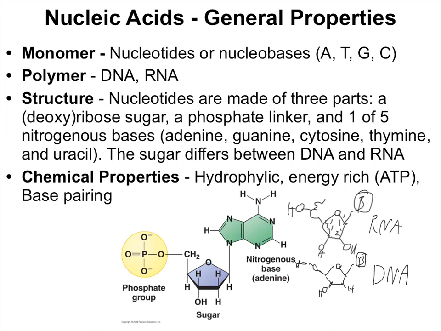As far as the chemical properties of nucleic acids, they're fairly hydrophilic. Some of them are very energy rich, particularly ATP, which we'll talk about more later on, and base pairing. And specifically, base pairing is what allows the DNA double helix to form. This is what allows your DNA to be used to store and replicate information, and it has to do with how the bases form hydrogen bonds.